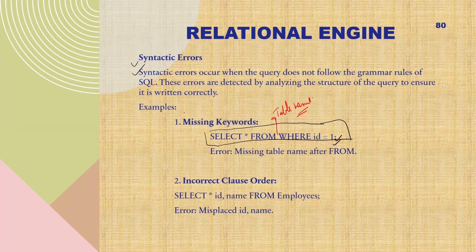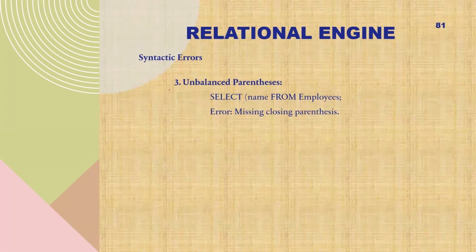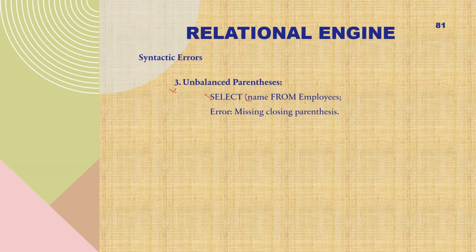So this is the syntactic error. The CMD parser will check for syntactic errors, such as a missing keyword or incorrect clause order. If you give a wrong table name, the same checks apply. And there is also, for example, an unbalanced parenthesis. Suppose you are running the select command and you open a bracket but do not close it, then it will again throw a syntactic error, and it will not move further. So these are the syntactic errors.